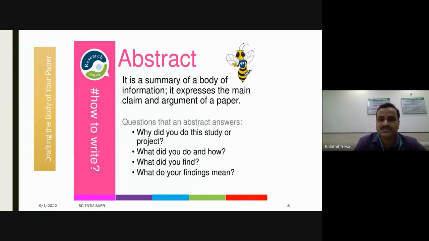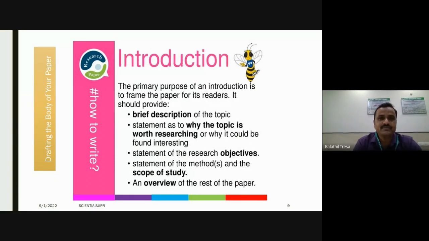Means if these 4 questions are answered in your research work, then automatically you will compile your abstract section. So these 4 questions are most important while writing the abstract section. Then next one, how to write the introduction section.